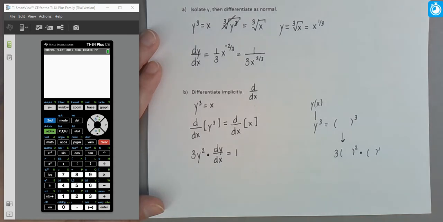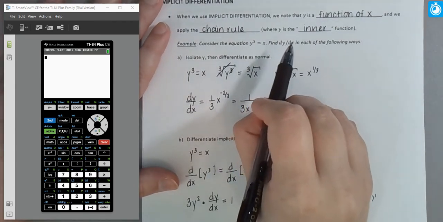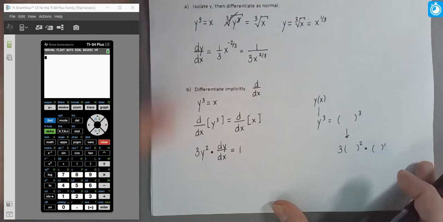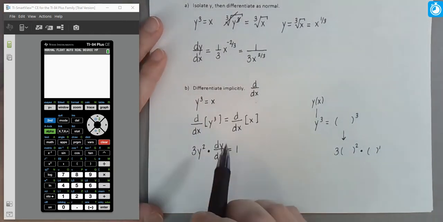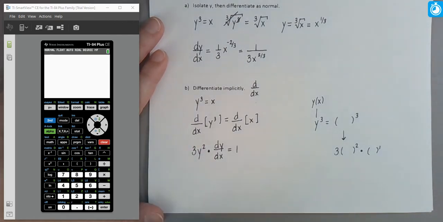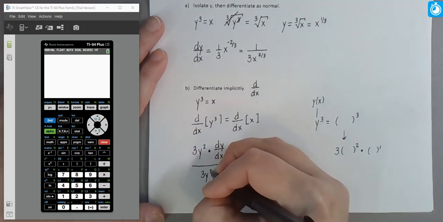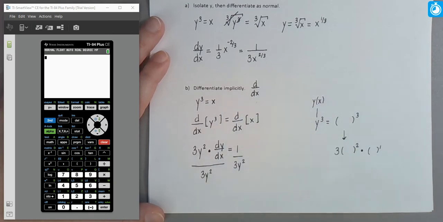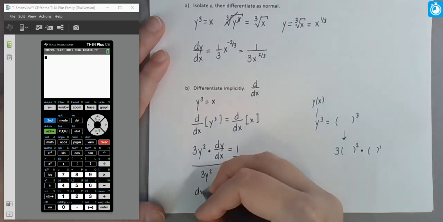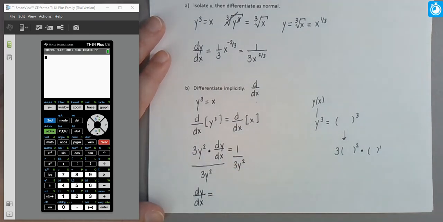Okay, so what do we do from there? Well, we need to isolate dy dx. So what was the goal? The goal is to find the derivative of y with respect to x. Well, we have it, but it's in the middle of the problem. So think of it as a factor in the middle of the problem that is now being multiplied by 3y squared. So I'm going to divide both sides of the equation by 3y squared in order to isolate that dy dx. So here's my dy dx. It's isolated. The goal was to find it, to solve for it, so we've solved for it.